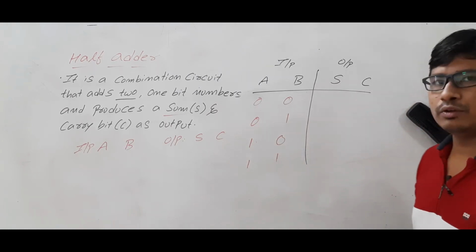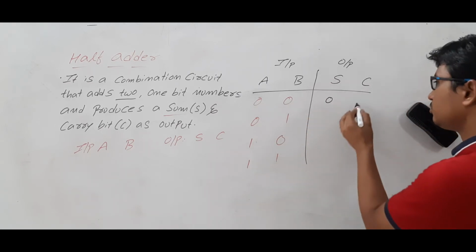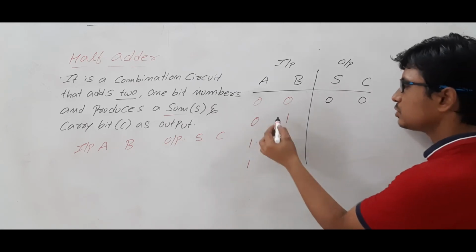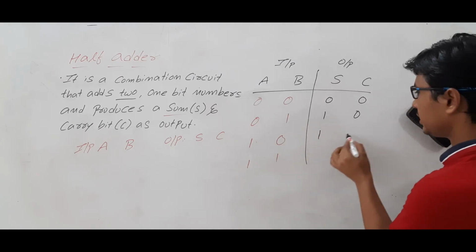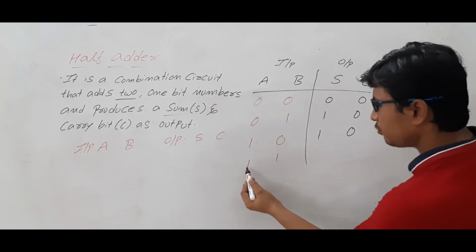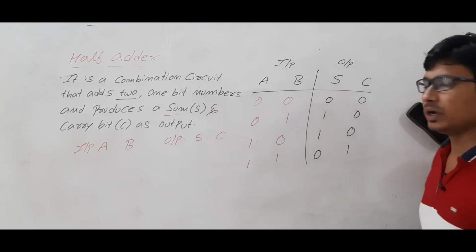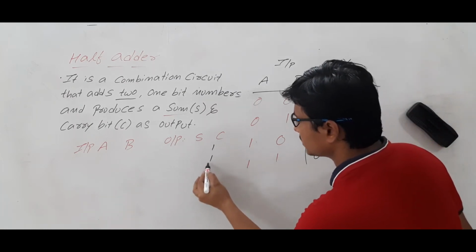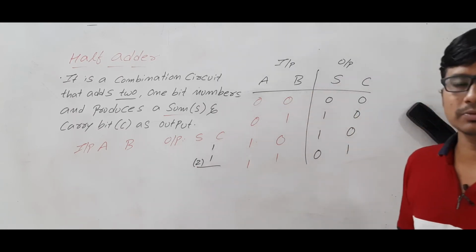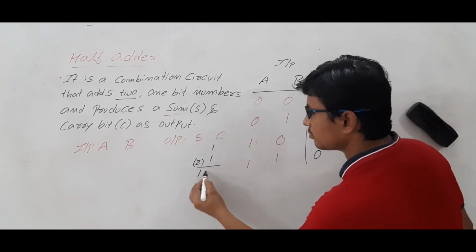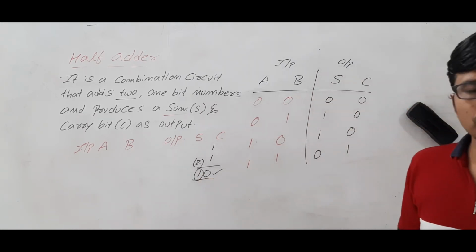Am I right? Now, when you are adding 0 and 0, what will be the sum? Sum will be 0 and carry also will be 0. When you are adding 0 and 1, sum will be 1, carry will be 0. 1 and 0, sum will be 1 and carry will be 0. When you are performing addition of 1 and 1, you will get sum as 0, carry as 1. Is it clear? If you have a doubt, you can check it. 1 and 1, if you add, you will get 2 in decimal. If you convert it into binary, it will be 1 0. So sum is 0 and carry is 1. I hope you have understood.